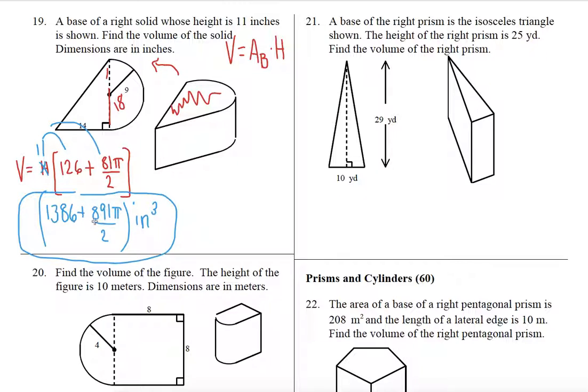Now this improper fraction can also be written as a mixed fraction or as a decimal, which would be 445.5 pi. Either way is okay. I prefer improper fractions as long as they're reduced as much as possible.